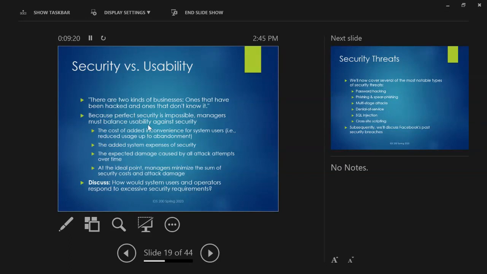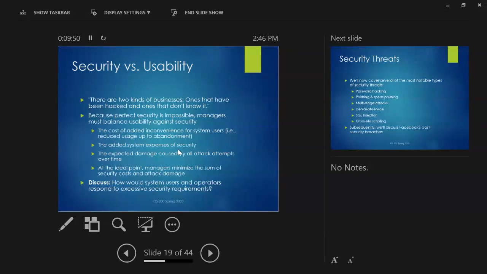Perfect security is impossible. To some extent, every business is slightly compromised. Every business has had some people see some stuff that they shouldn't have gotten or aggregated data in some way that wasn't intended. So perfect security is impossible. So managers have to balance usability against security, right? Because the more hoops you make users jump through, they're going to try to find ways to evade it or otherwise just not do it.